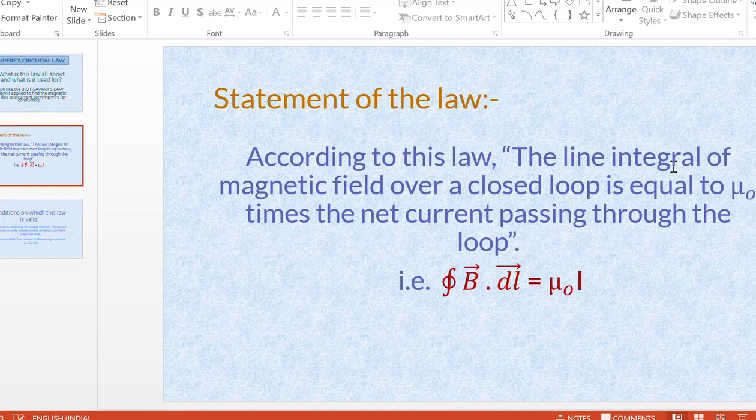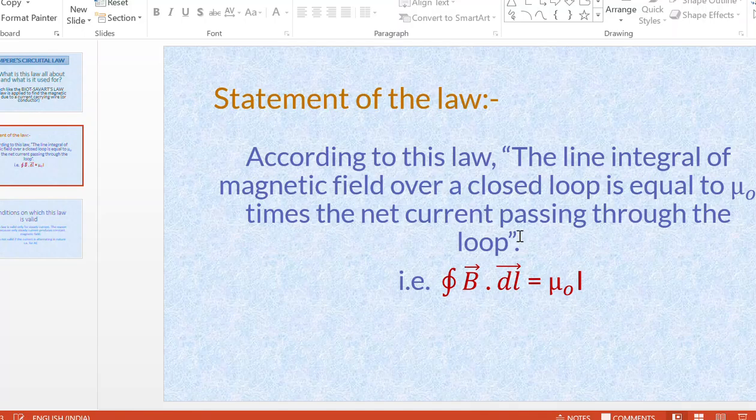What is it? The line integral. What do you mean by line integral? Line integral means we have the magnetic field B dot dl, and you take a small length. This B dot dl, and you integrate, is called line integral. Why is it called line integral? Because you are integrating with respect to length.